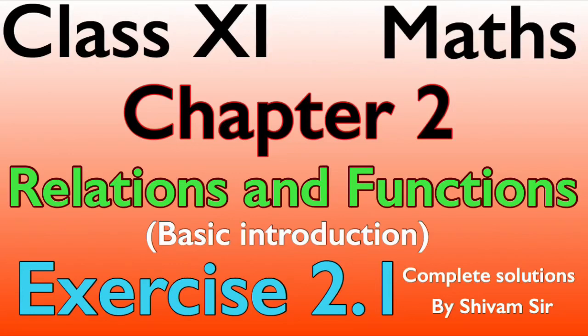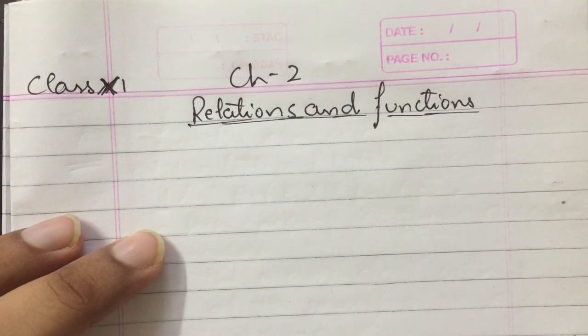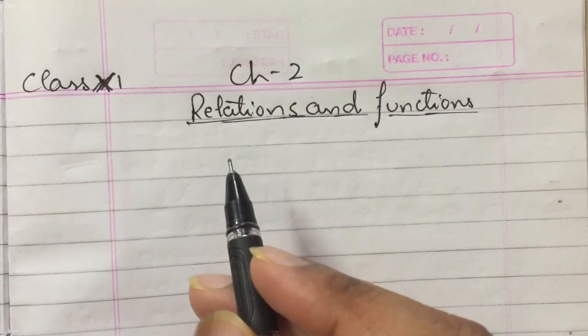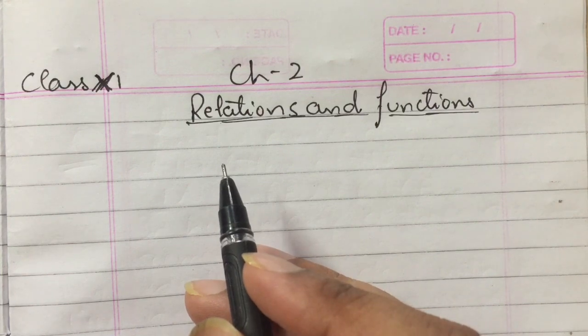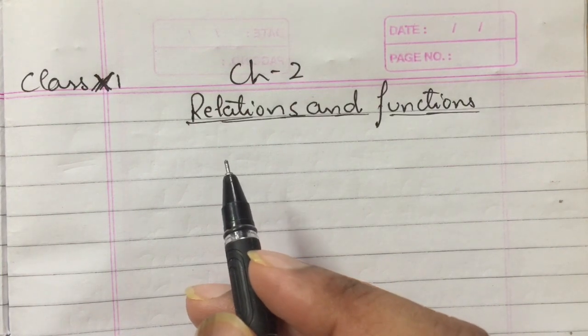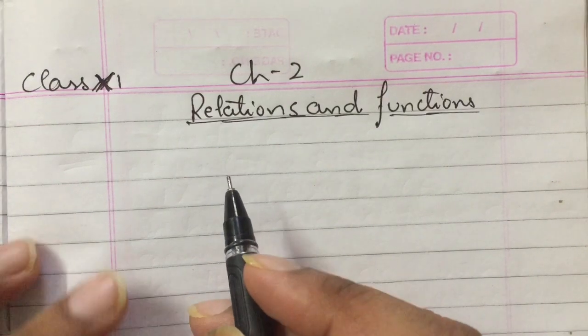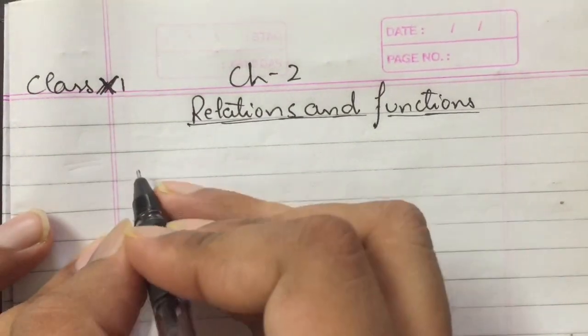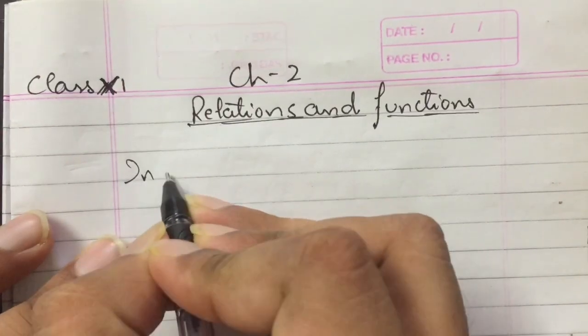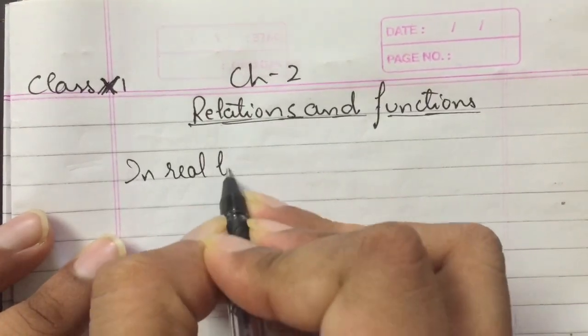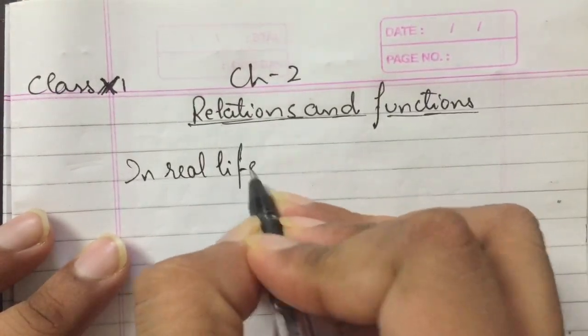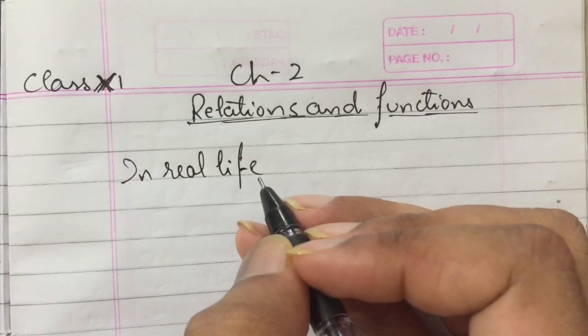So hello all, let's talk about the second chapter in class 11th, which is relations and functions. Relations and functions is a very basic and very important chapter. In this chapter, let's first learn what a relation is. We see relations in our practical day-to-day life. This is a very easy chapter, so let's listen to it carefully.